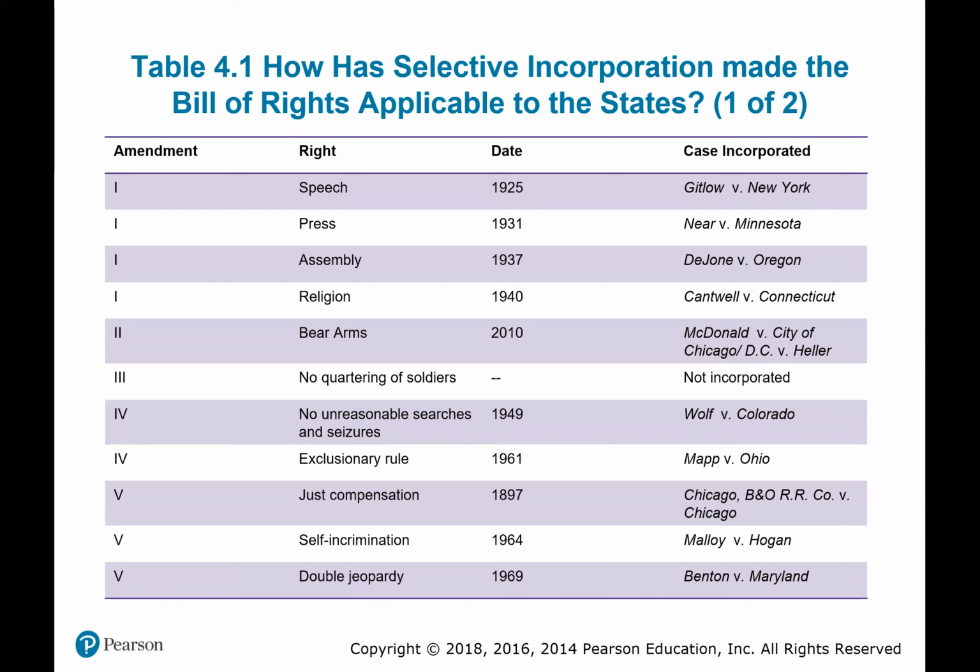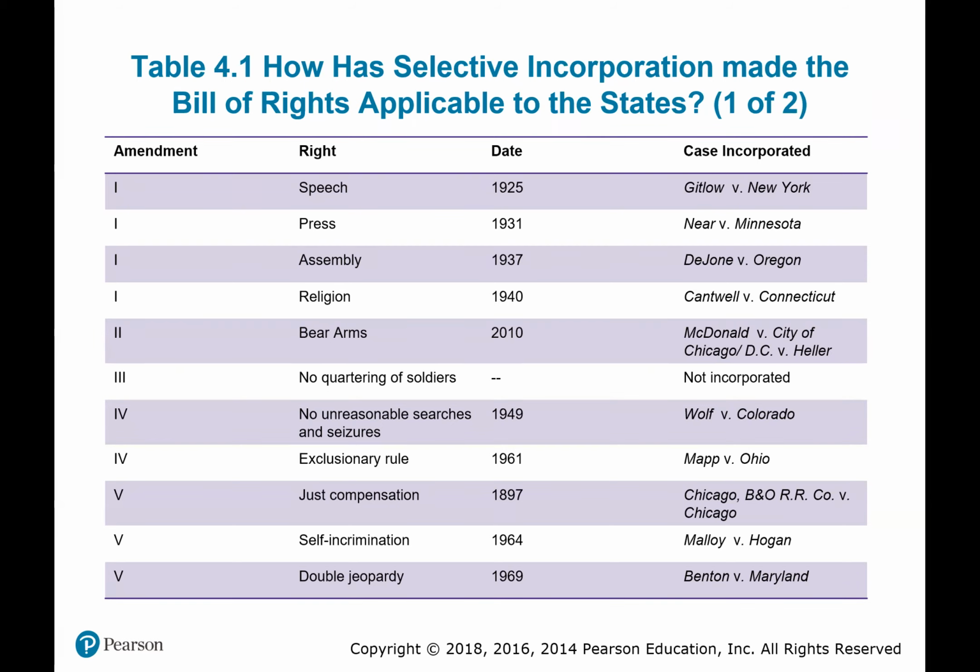Exclusionary rule, that's in the Fourth Amendment as well. And that was incorporated in 1961 with Mapp v. Ohio. And that says that state or federal law enforcement cannot acquire evidence illegally. And if they do, it cannot be used in court. Now, there are some small exceptions as we read in the text, but generally that is the rule. And this is, of course, to prevent law enforcement from using illegal means to gather evidence.